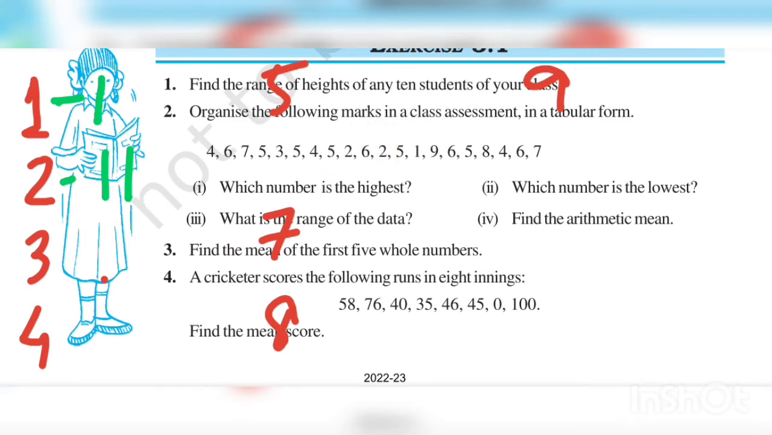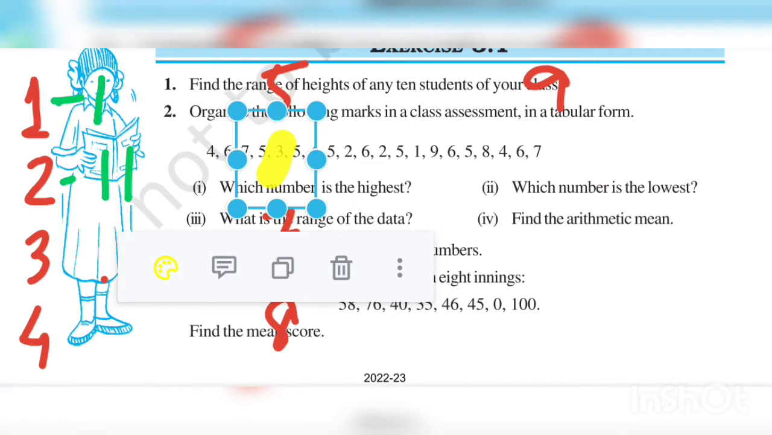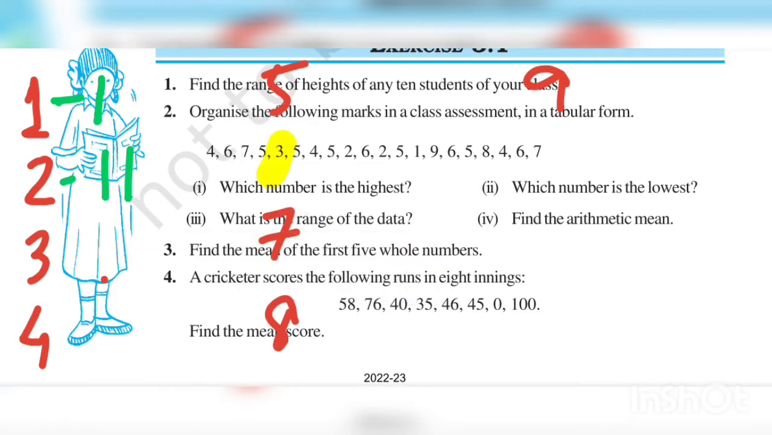Now let's count the number of occurrences of 3. Let's check how many times 3 is occurring. Yes, 3 is coming only one time, so let's write 1 here. Now let's check for 4: 1, 2 and 3. So 4 is coming 3 times. Let's check 5: 1, 2, 3, 4, 5. So 5 is coming 5 times.